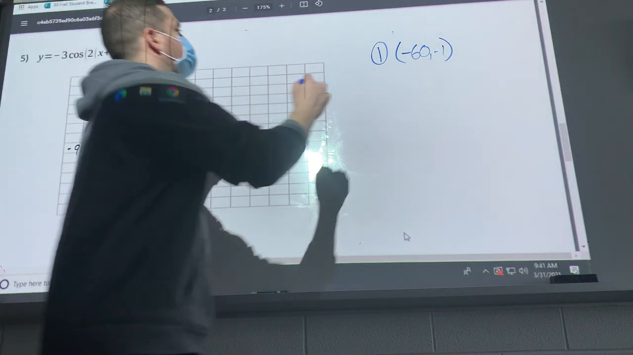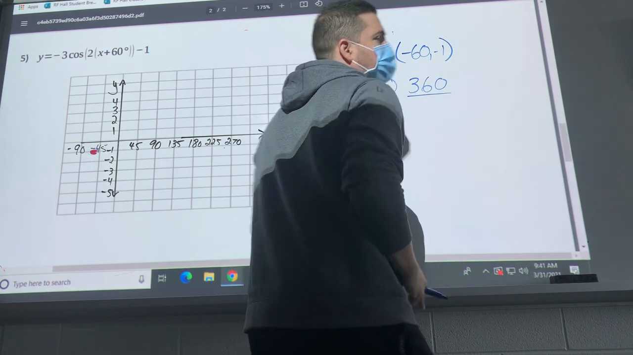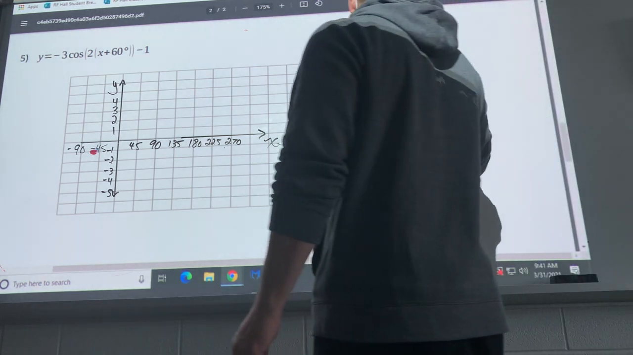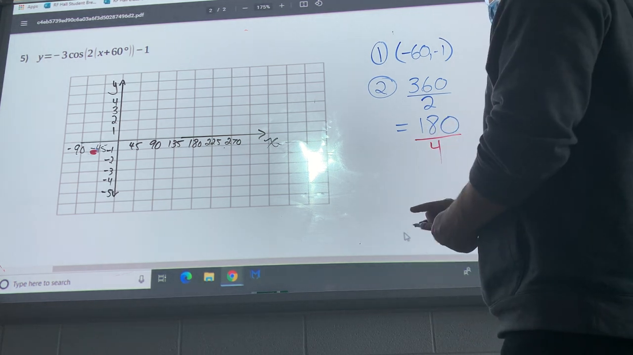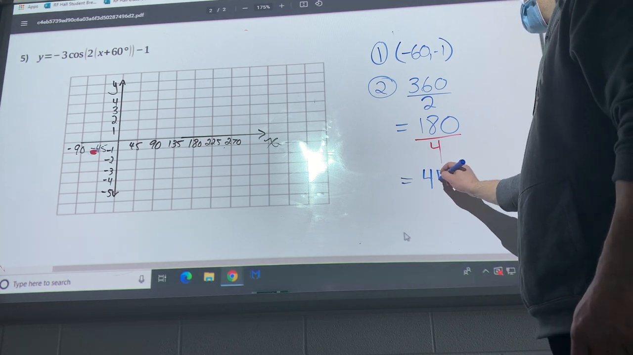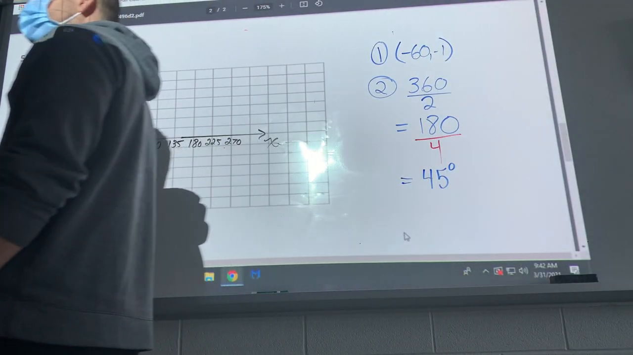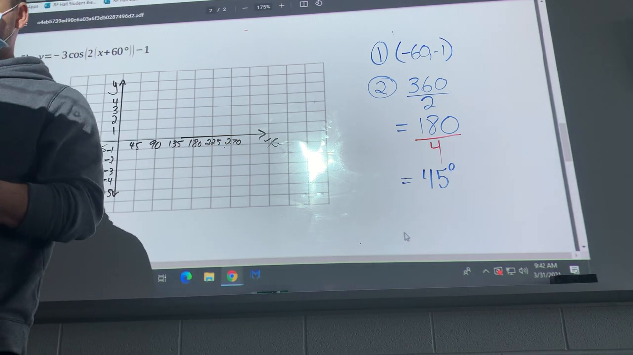Okay, second step. 360 divided by our k. What is our k value? Deborah? 2. Good. And then we divide that answer by 4, which gives us 45 degrees. So we're going to increase by 45. That's why my x-axis is not going to really match.